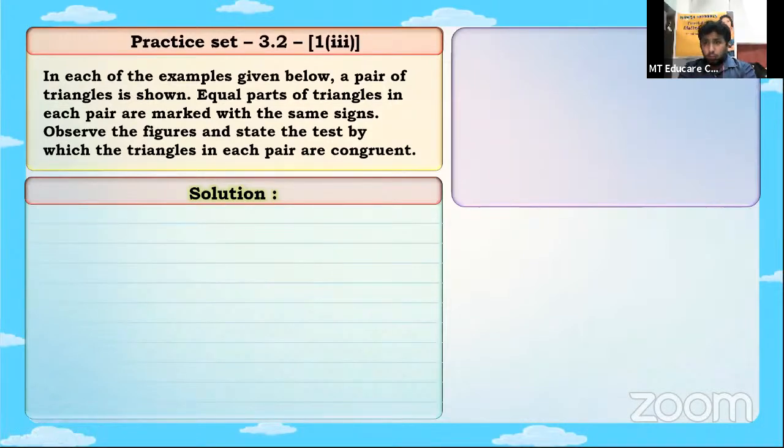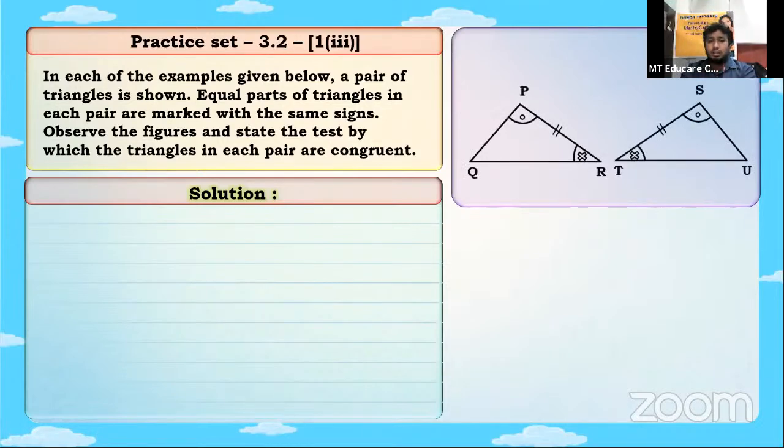Practice set 3.2. Question number 1, sub question number 3. Okay. Students, observe the figures, observe their identical marks, and tell me if the triangles will be congruent by which test. First thing, students, we write down the name of the triangle as per one-to-one correspondence, as per matching angles. Students, tell me which is the corresponding angle of P. Yes, it is S. Which is the corresponding angle of Q? Yes, it is U. And which is the corresponding angle of R?